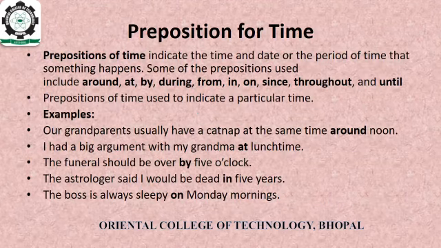Prepositions for time. Prepositions of time indicate the time and date or the period of time that something happens. Some of the prepositions used include around, at, by, during, from, in, on, since, throughout, and until. Prepositions of time used to indicate a particular time.